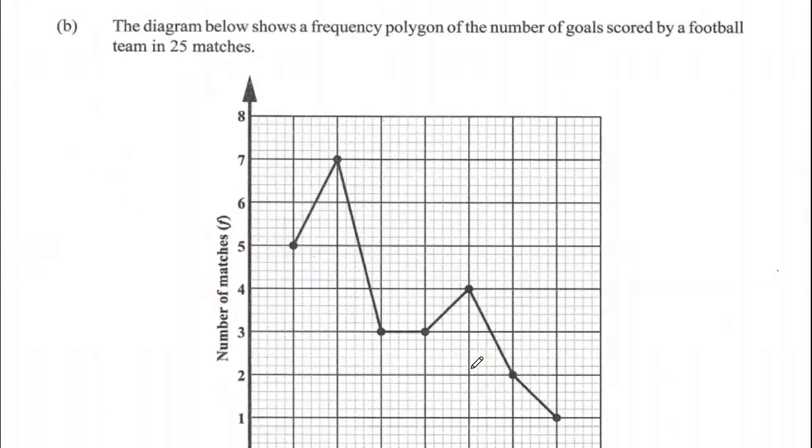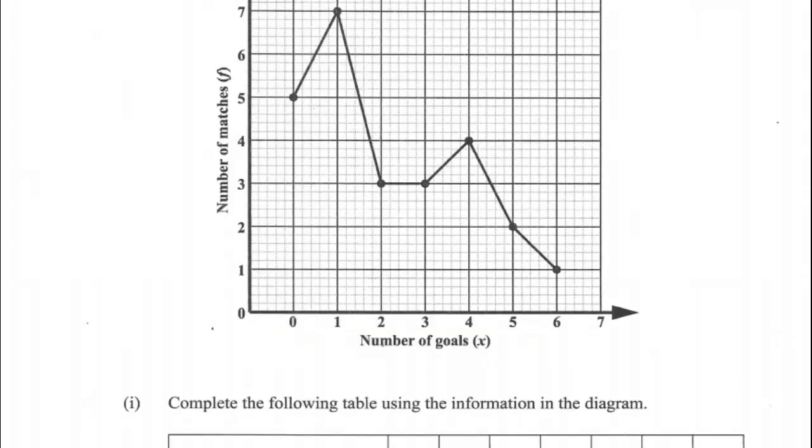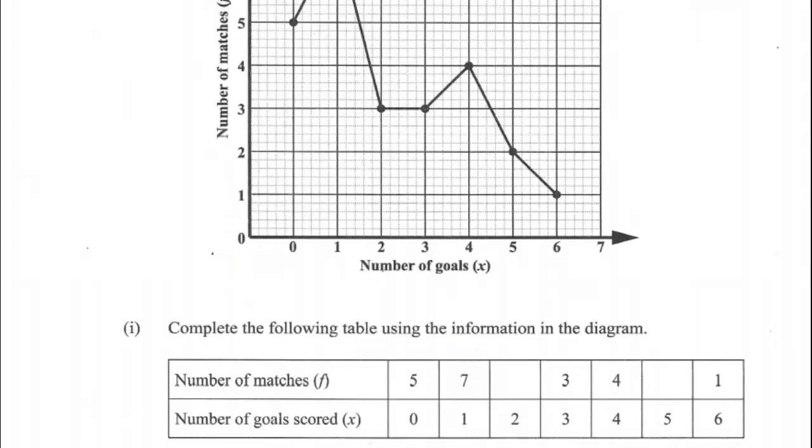Next, the diagram below shows a frequency polygon of the number of goals scored by a football team in 25 games. Notice on the vertical axis we have number of matches, and on the horizontal axis we have number of goals. We are asked to copy and complete this table, number of matches versus number of goals.